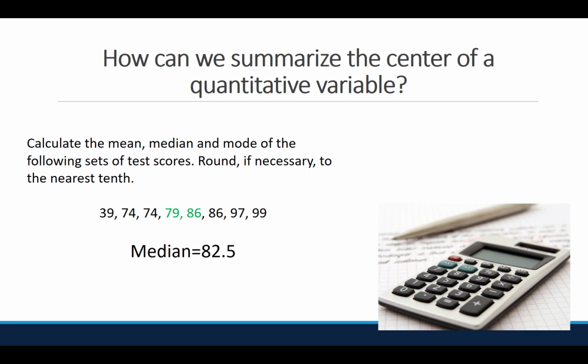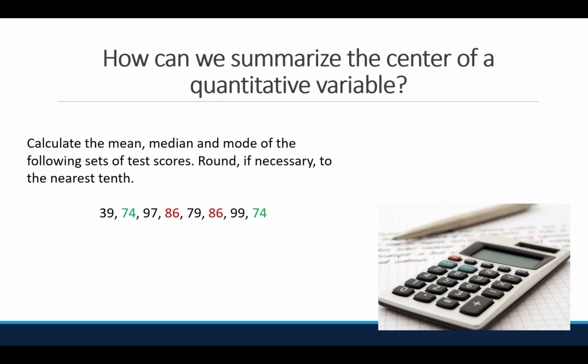To calculate the median, we arrange the data from smallest to largest. Notice that this data set has an even number of data points. To find the median, we average the two middle numbers, giving a median of 82.5.